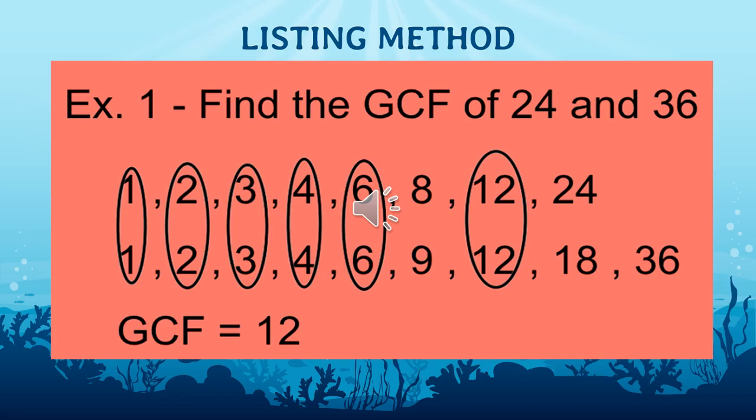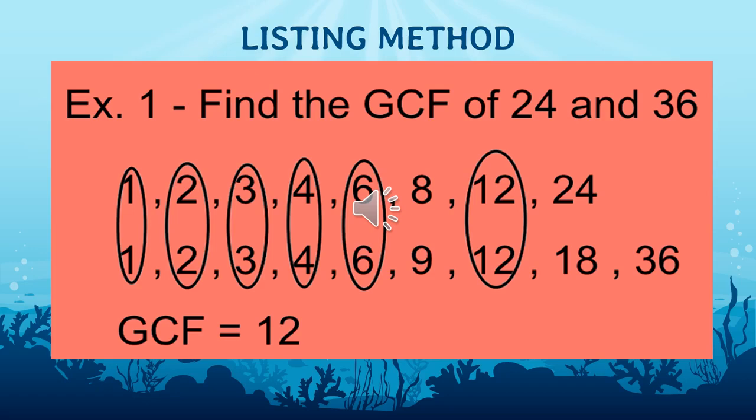Our first technique in finding the GCF is the listing method. This method simply requires us to list down all possible factors of the given numbers. For example, say we need to find the GCF of 24 and 36. First, we need to list down all possible factors.